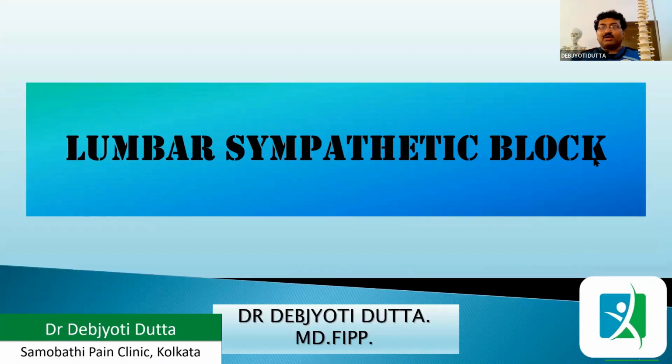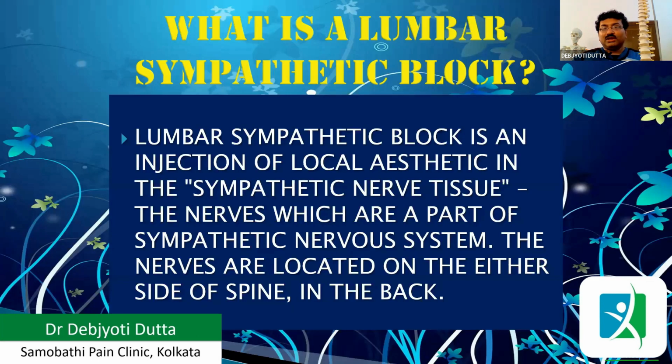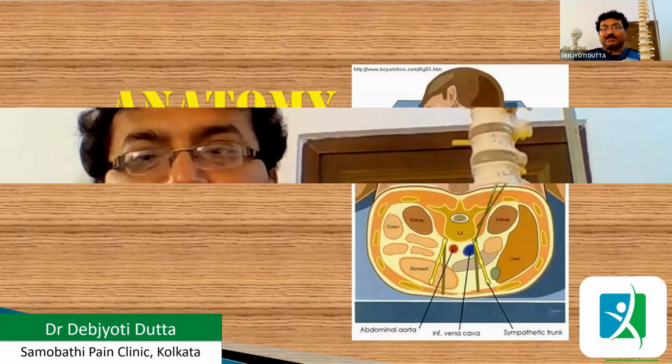Lumbar sympathetic block is commonly done for the lower abdomen and for the lower extremities. This is an injection technique of local anesthetic in the sympathetic nervous tissue. The nerves, which are part of the sympathetic nervous system, are located on either side of the spine in the back. So it is the sympathetic chain at the lumbar level.